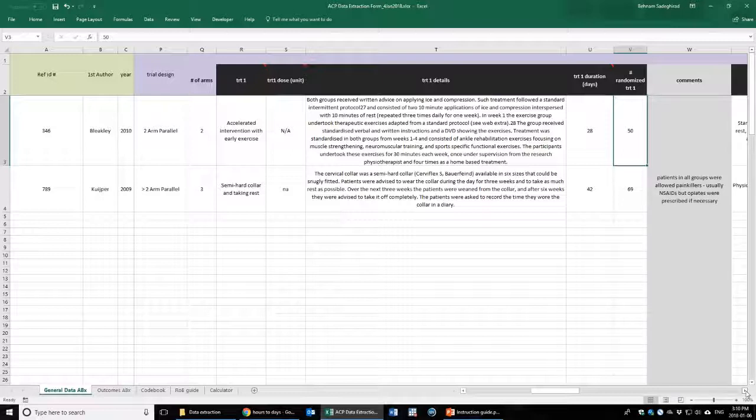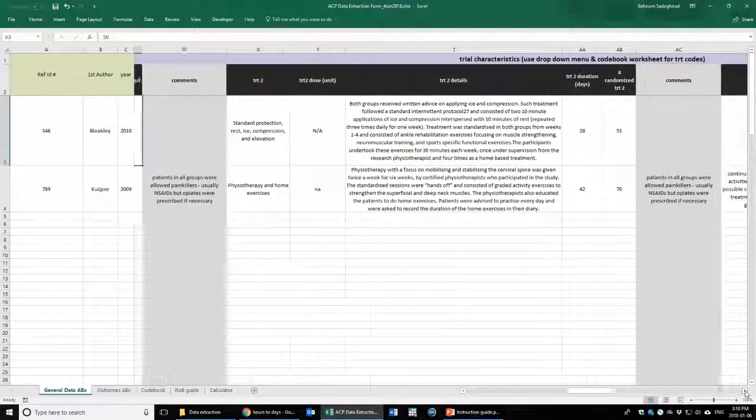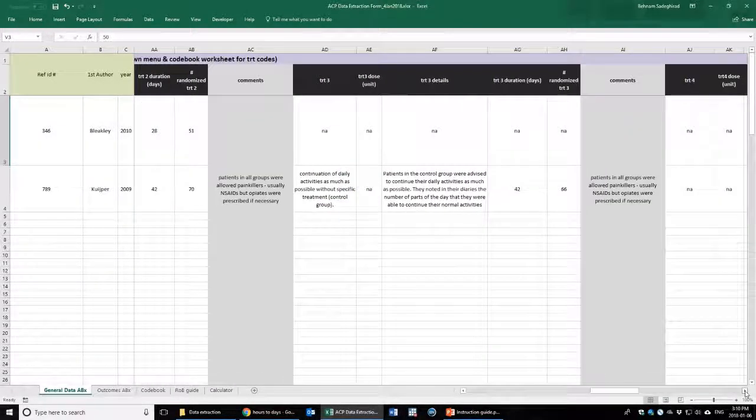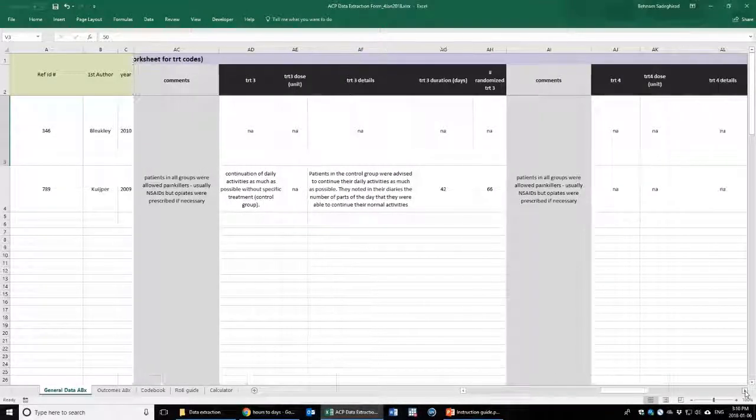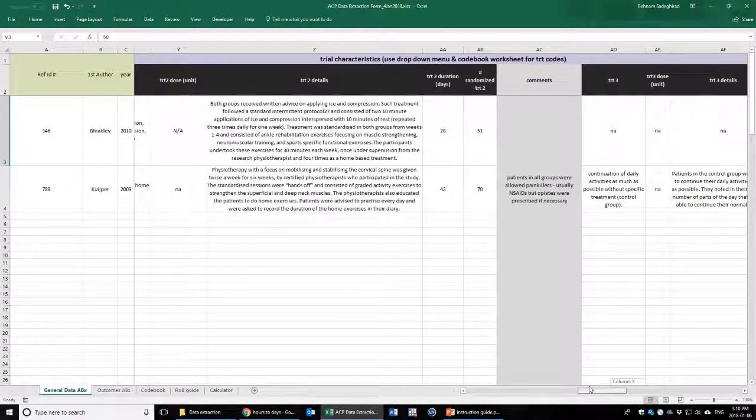Last, enter the number of patients randomized to this arm. Repeat these steps for arms 2, 3, and 4 if applicable. You can enter any additional information in the comments sections. Please remember to fill out not applicable in the cells for extra arms.